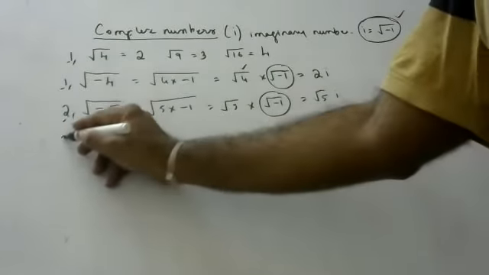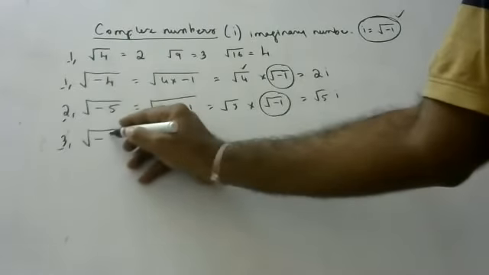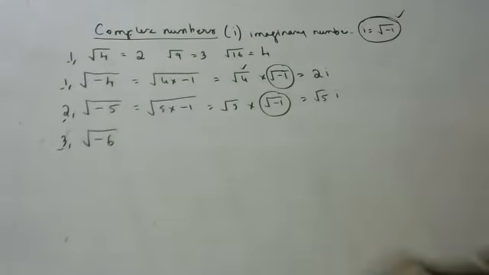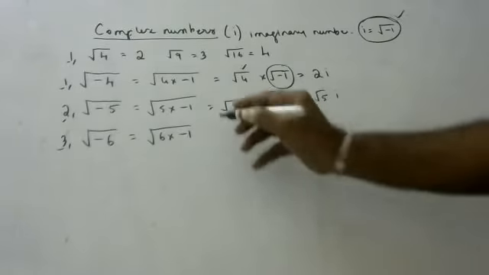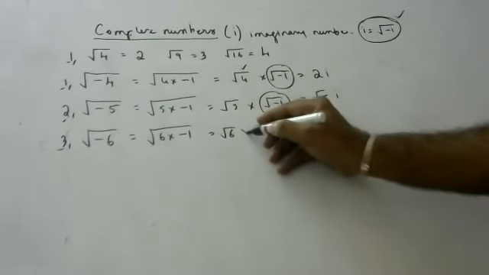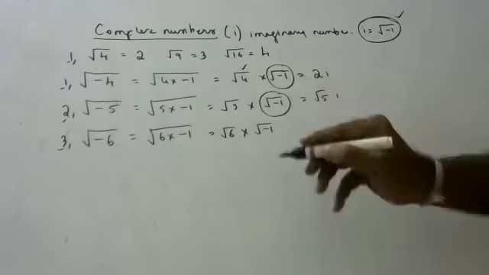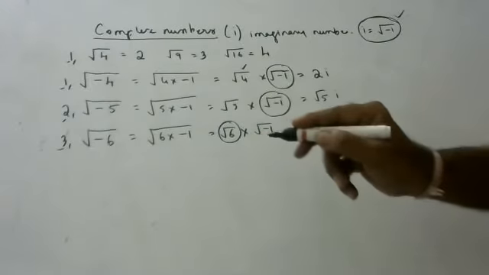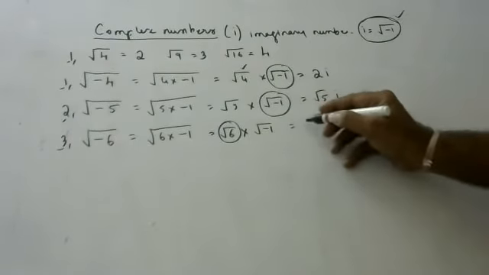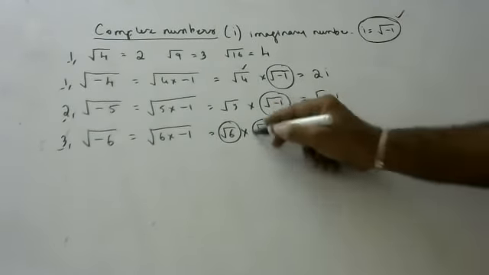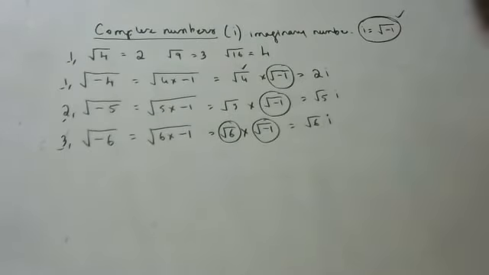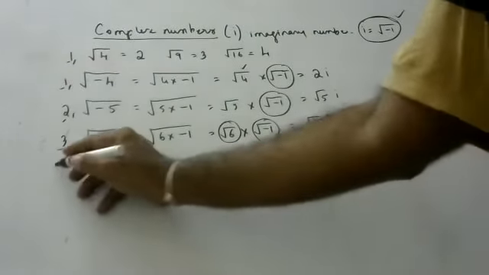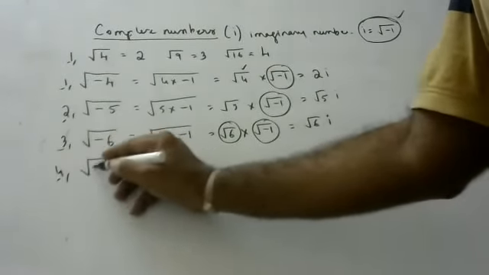No sir, we need to understand this. One more sum. Root of -6. This we can write as root of 6 into -1. This is nothing but root 6 into root of -1. Root 6 is also an irrational number, children. You don't have a perfect square root. So I will write root 6, and root of -1 is how much, children? Anyone? i. So root 6 i. Very good.